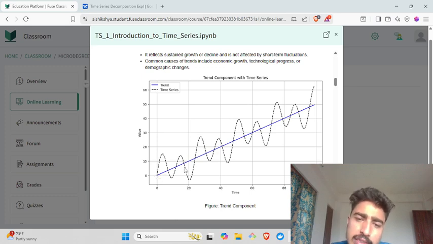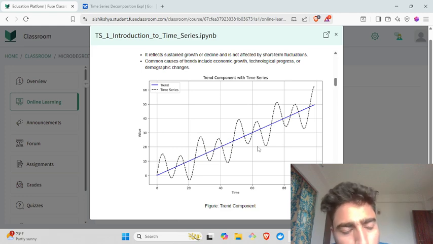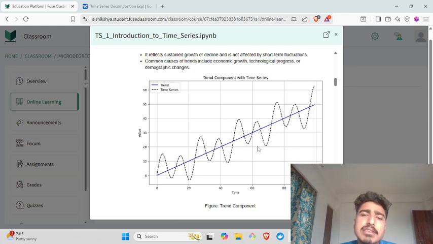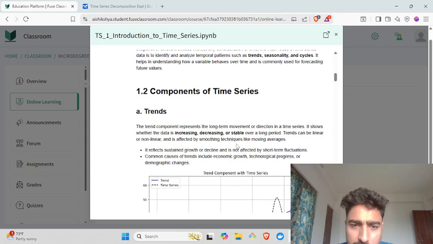Here we have traced it linearly, but trends have no restriction that they should be linear. They can also be non-linear. We'll see that afterwards. Here we have the example of an upward trend. Trends can be different: the data can be increasing, decreasing, or stable over time.